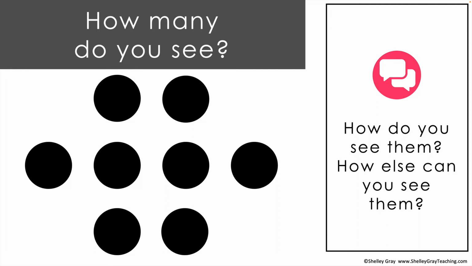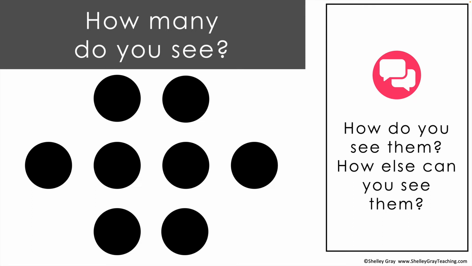Now I want you to think about how you saw them. Chances are good that you did not count them one by one. You saw them in a certain way. Personally, I see them as a 6 in the middle, and then 1 on either side to make 8. Somebody else might see them as a 4 on the left and a 4 on the right. Somebody else might have seen 2 on the top, 4 in the middle, and then 2 on the bottom. So as you can see, there are many different ways that we can see this image, which means that there are many different ways to make the number 8.